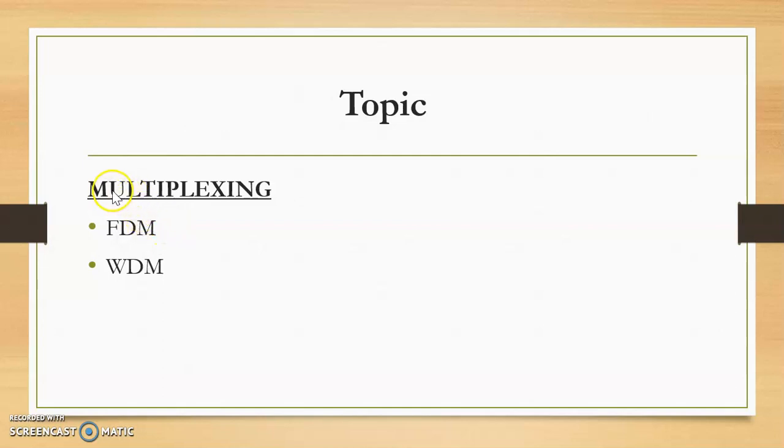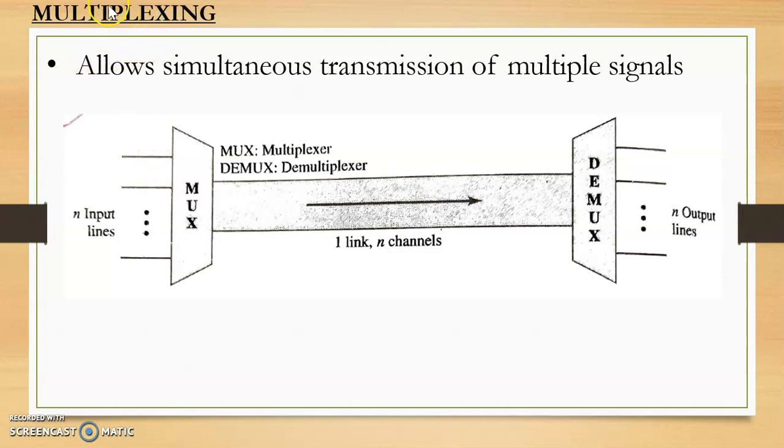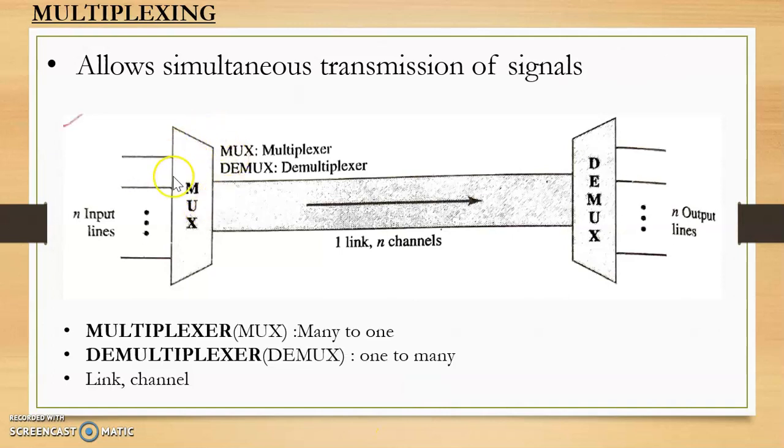In this video, we will discuss what is multiplexing and the two methods of multiplexing, that is frequency division multiplexing and wavelength division multiplexing. So multiplexing basically is a technique which allows transmission of multiple signals at the same time across one link.